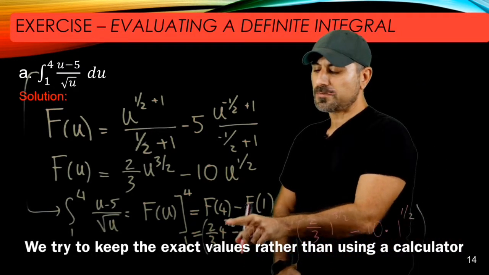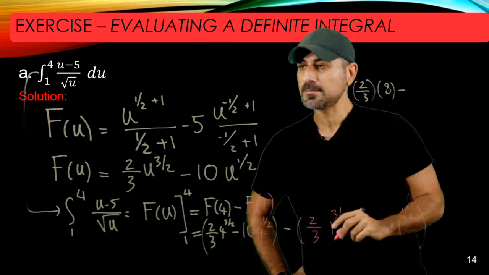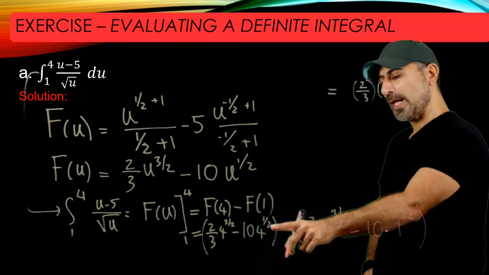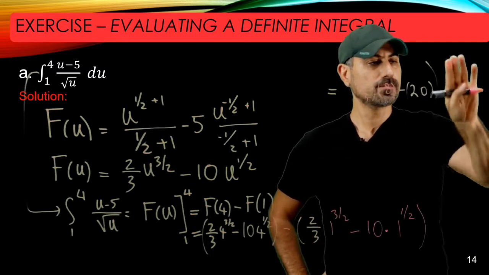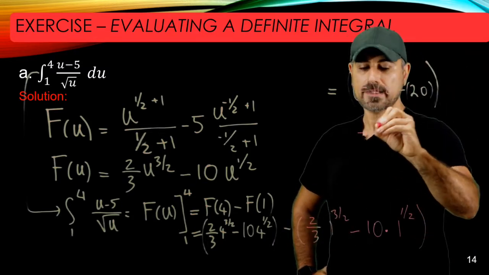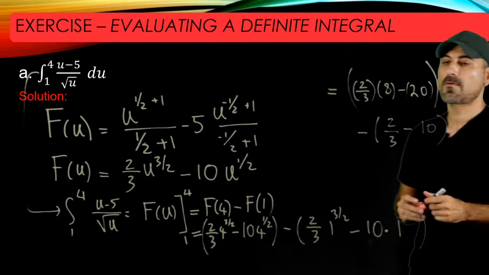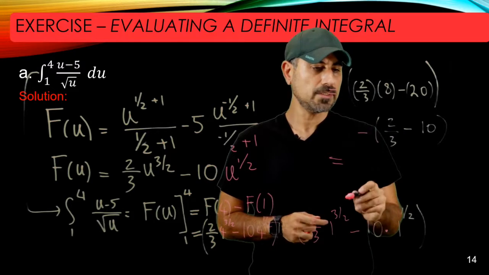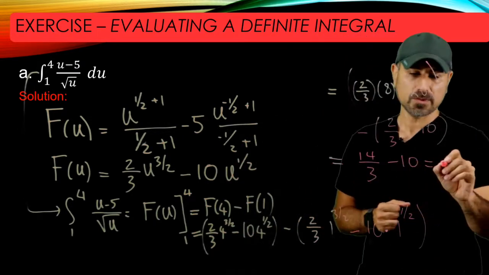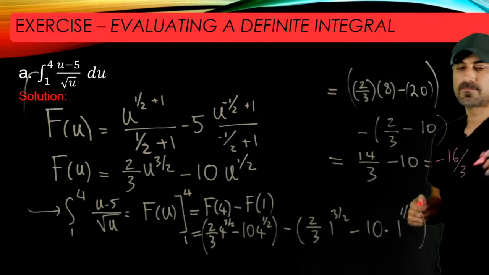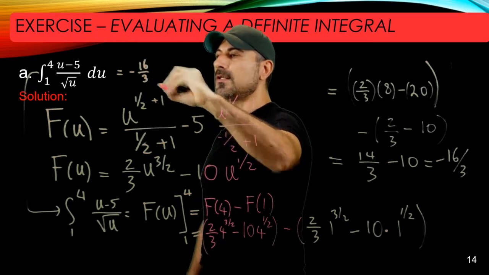So 4 to the power of 3/2 is going to be 8. So 2/3 times 8 minus 10 times 4 to the power of 1/2. But 4 to the power of 1/2 is 2. So this is going to be 20. And minus, let me just write it here, 2/3 minus 10. Okay. And that ends up with 16 over 3 minus 20 minus 2/3 plus 10, and that is equal to negative 16 over 3. And I can go back and conclude that the value of the definite integral is negative 16 over 3.